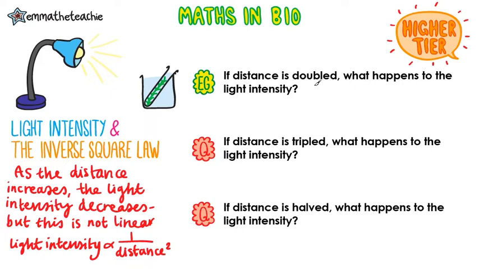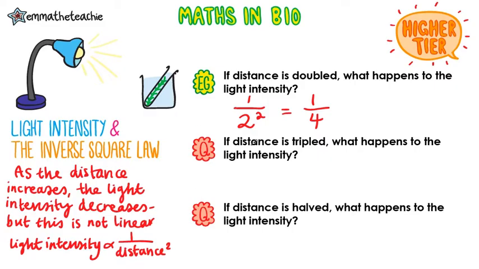If distance is doubled, what happens to the light intensity? So when we say something is doubled, we mean it's twice as much. So we're going to put a 2 in place of the distance, and then it gets squared. So it's 1 over 2 squared, and 2 squared is just 4. So this means that the light intensity is a quarter as strong as it was before the distance was doubled. So it's got weaker.